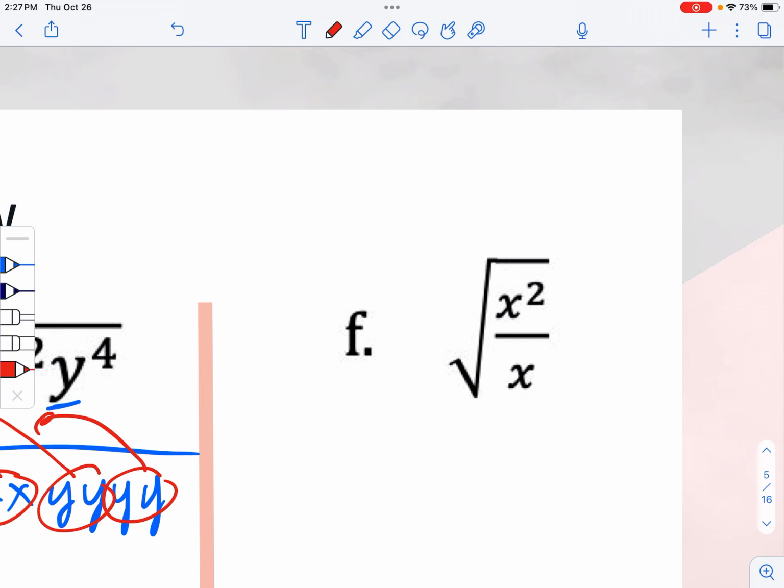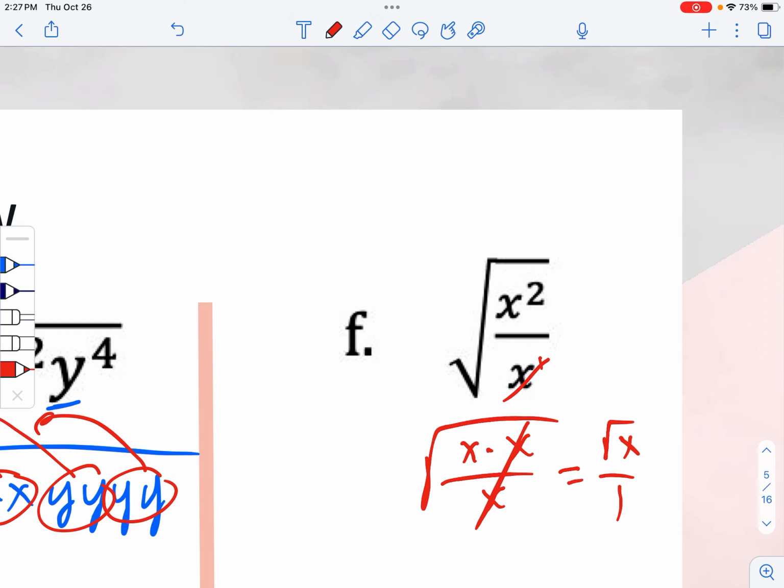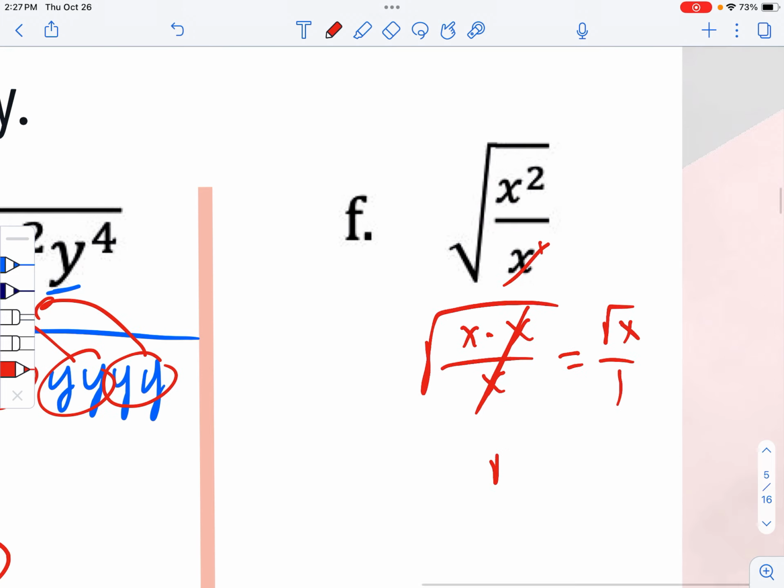This one, I tell you what, for these problems, I would simplify it before I do anything. X squared divided by x, that cancels out because it's basically x times x over x. That cancels out one of the x's. I'm left with the square root of x over 1, or just the square root of x.